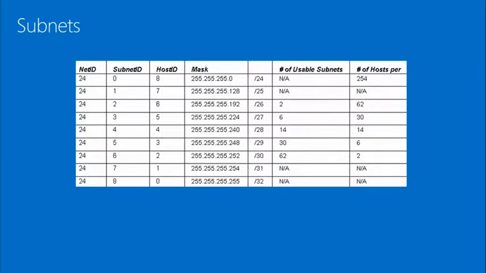Subnets: your net ID, subnet ID, host ID, your mask, number of usable subnets, and number of hosts per subnet. This one demonstrates one of the concepts behind subnetting. We've talked a lot about the default subnets in the prior slides, 255.255.255.0, that first one. In the process of subnetting beyond that, in this slide, you see how the mask changes. It doesn't end in 0. We've looked at 255.0.0.0, 255.255.0.0. These don't end in 0.